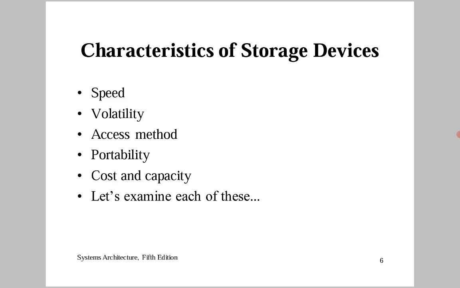Cost is one of the parameters. Generally, primary memories are more costly than secondary memories. Primary memories are high-cost and limited memories. Portability means the size, how easily they can be used. Generally, primary memories like RAMs or ROMs are very small in size.